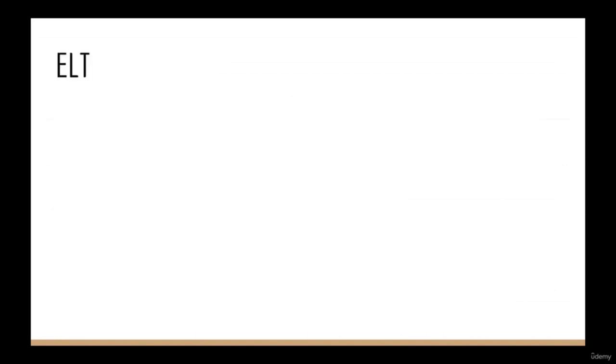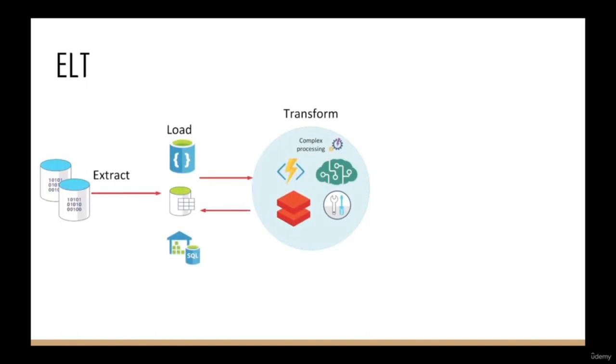The next concept that will most probably be part of the exam is the ELT. ELT stands for Extract, Load, and Transform, and this process is a data pipeline used to replicate data from a source system into a target system, such as a cloud data warehouse. It basically moves raw data from a source system to a destination resource, again, such as a data warehouse.